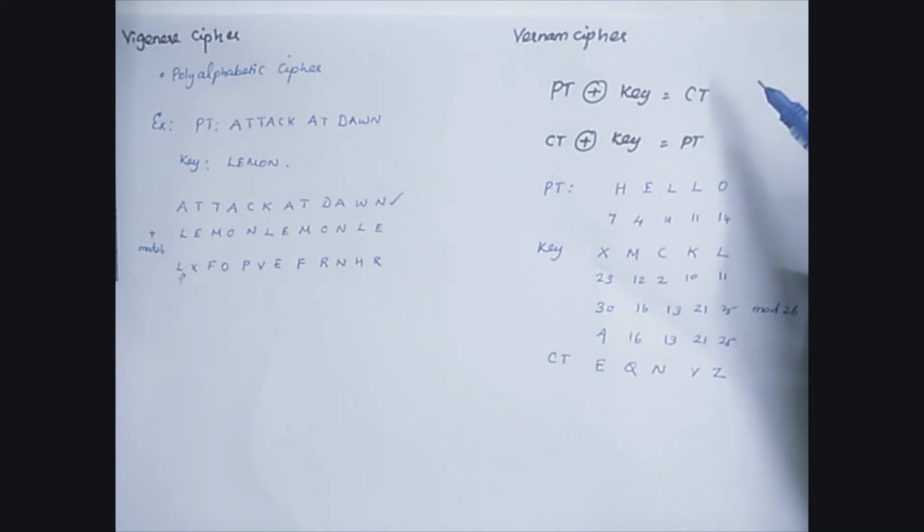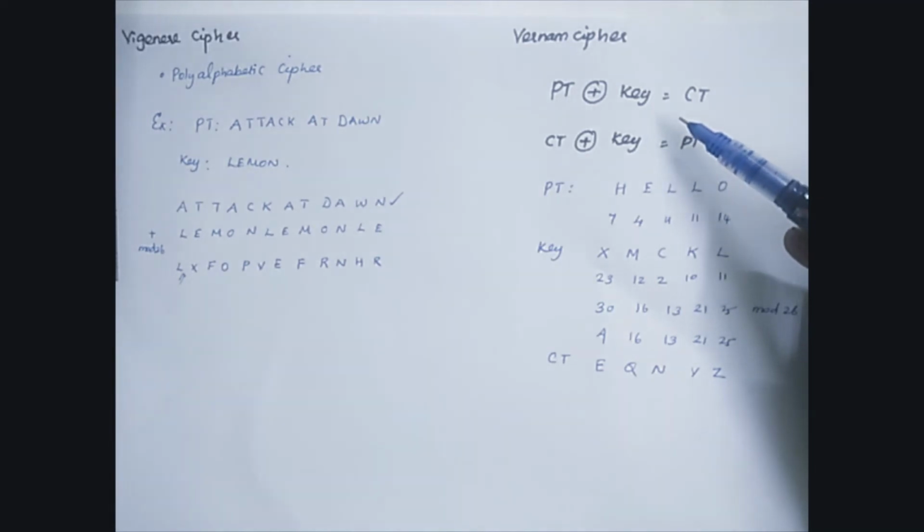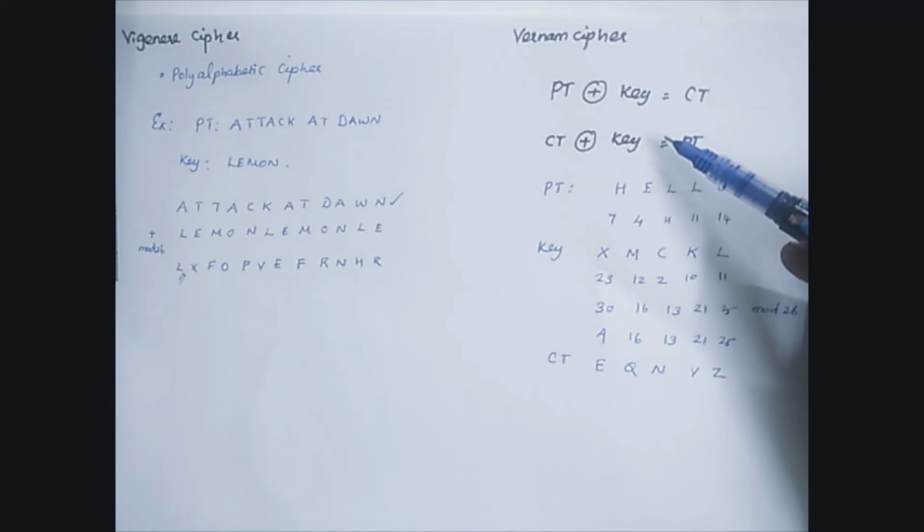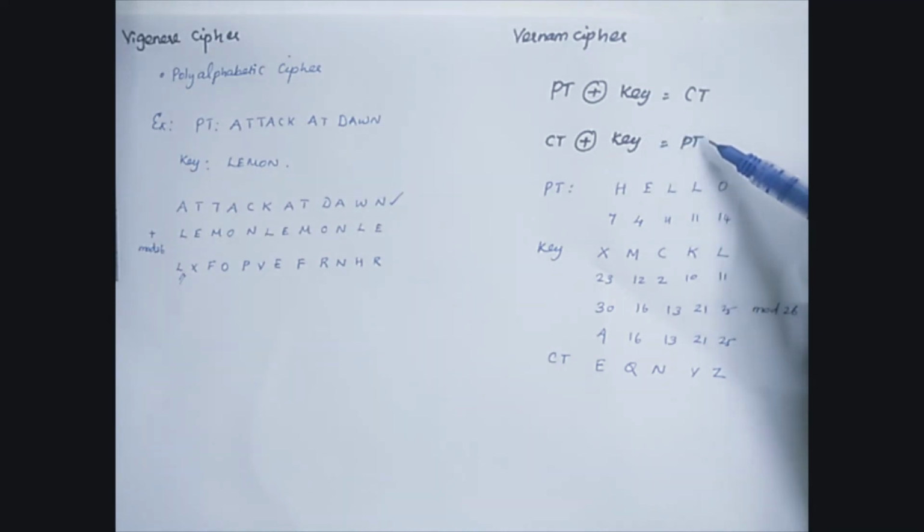Next is the Vernam cipher. The formula for performing encryption as well as decryption is given here. Plaintext XOR key will be performed to get the ciphertext, and ciphertext XOR key will be performed to get the plaintext. Here the plaintext value is hello. The numerical values of these alphabets are written here: 7, 4, 11, 11, 14, and the key value is XMCKL. It is given in the problem.